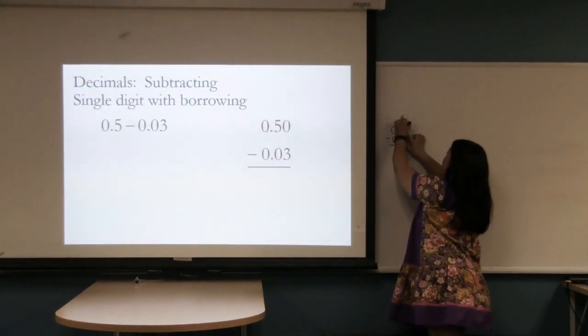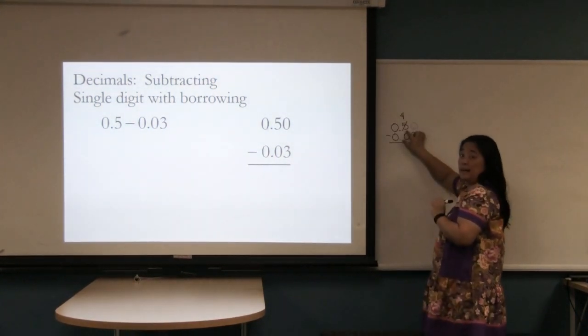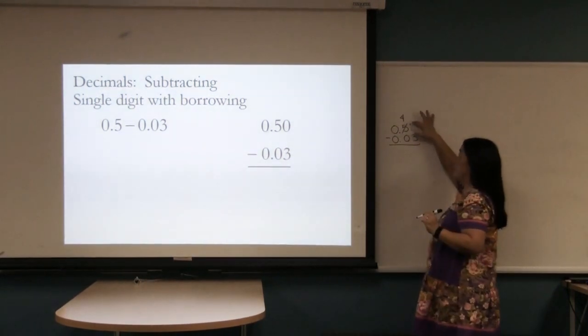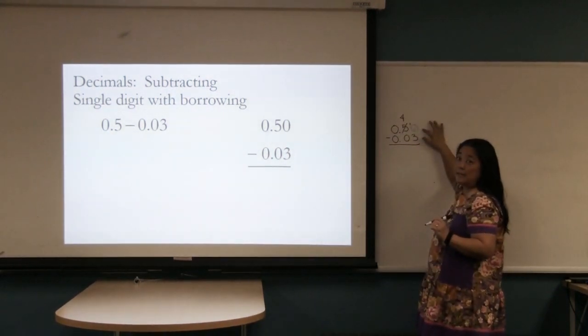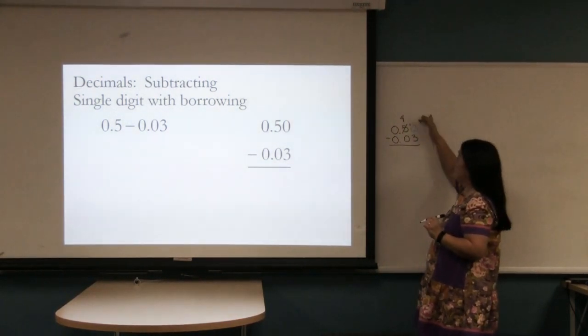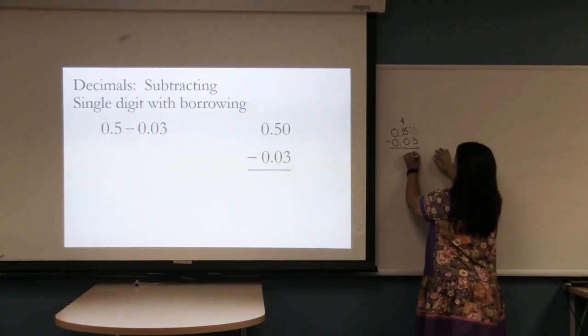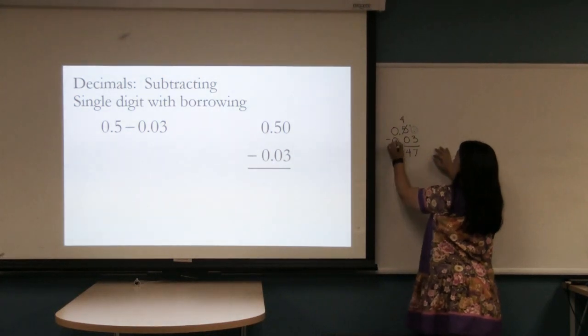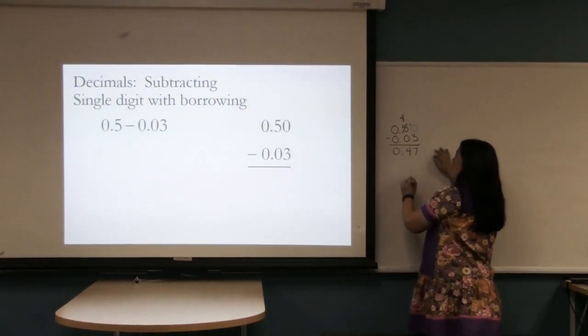So 5 becomes 4, and that single 10 breaks up into 10 units. I'm just going to put a little 1 there, so it has a 1 0, which says 10. Some students will cross it out and write a small little number 10 above that. 10 minus 3 is 7. 4 minus 0 is 4. Decimal points beautifully lined up. 0 minus 0 is 0.